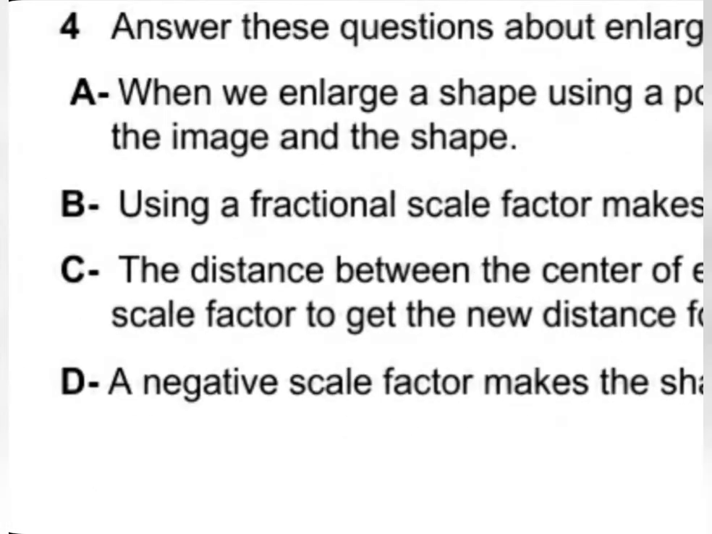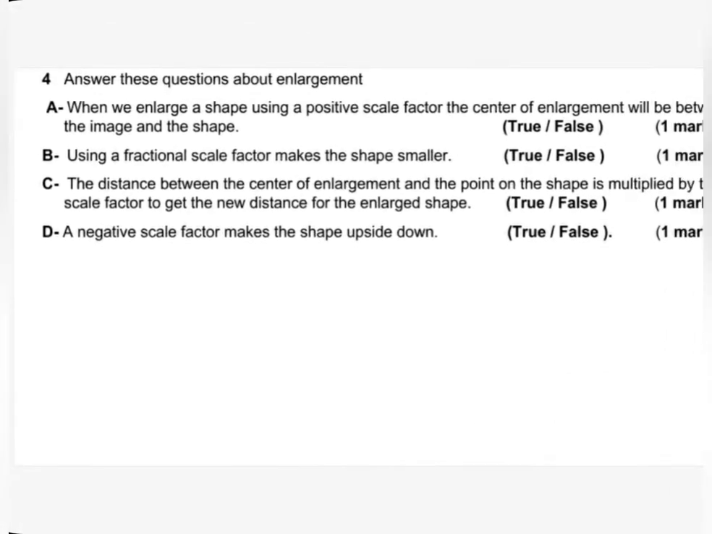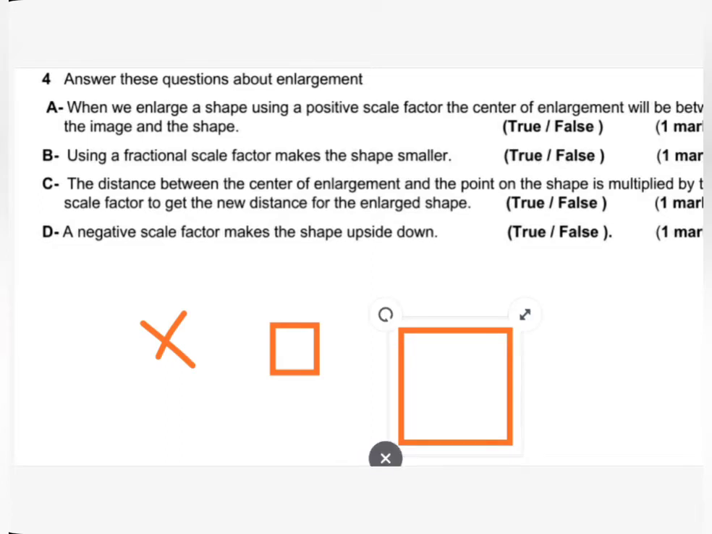Question A says, when we enlarge a shape using a positive scale factor, the center of enlargement will be between the image and the shape. Now, if we have a center of enlargement here, and this is the shape, when we enlarge this with a center of enlargement, it comes here, right? With a positive scale factor. And we said that before, with a positive scale factor, the image and the shape are on the same side.